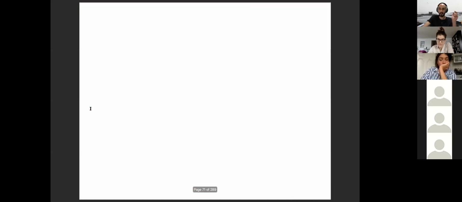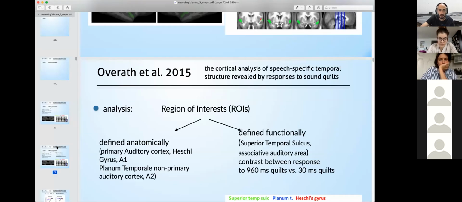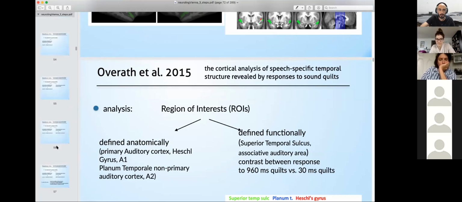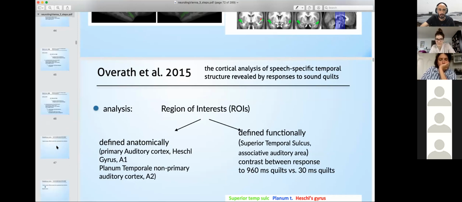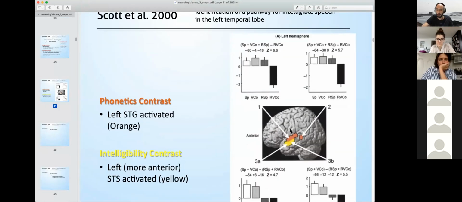And that area was defined functionally within the subjects, and it was the superior temporal sulcus, bilaterally. And that area also popped up in the Scott experiment, if you remember, right? Yes, there you go. This one, right?